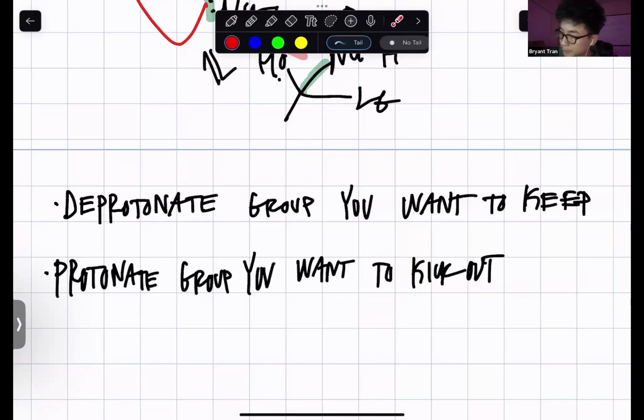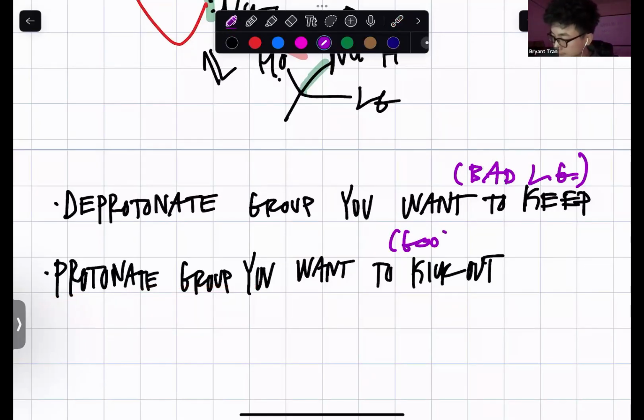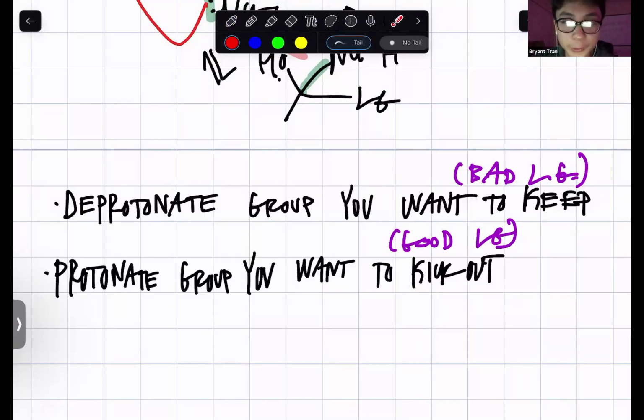Because if you think about it, when you deprotonate something, you make it have 1 less charge. If you deprotonate something positive, you make it neutral, and that makes it into a bad leaving group. If you protonate something like a water molecule and it becomes positively charged, that makes it into a good leaving group. And that's good for us because we want to kick that group out. In these mechanisms, we want to kick out the old group and keep the new group, depending on the question.